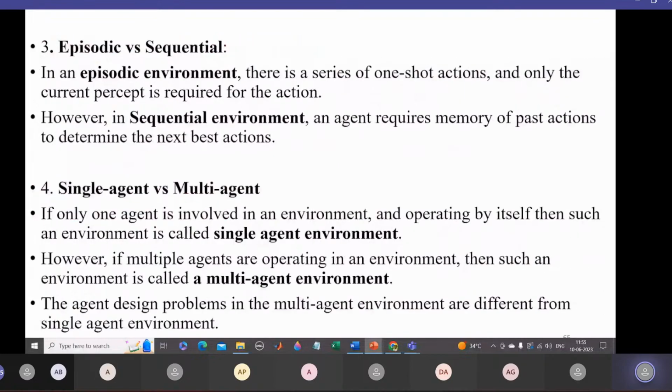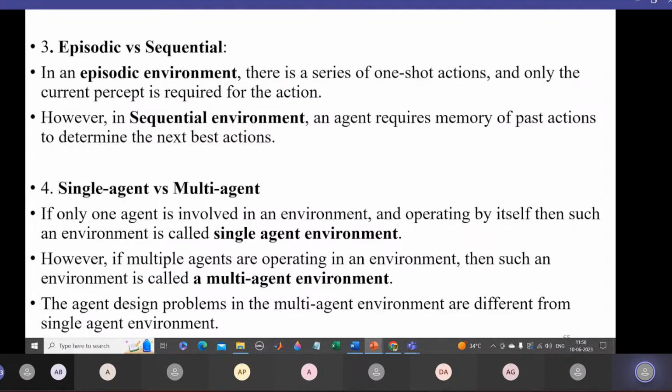And then episodic versus sequential. In episodic, a series of one-shot actions will be there. Okay, only the current percept is required for the action. What you are perceiving currently, that will be taken for the action. But in sequential, they should have the memory of the past actions. Sequence means in order, one after another. So you should know the past action so that you can determine the next best action.